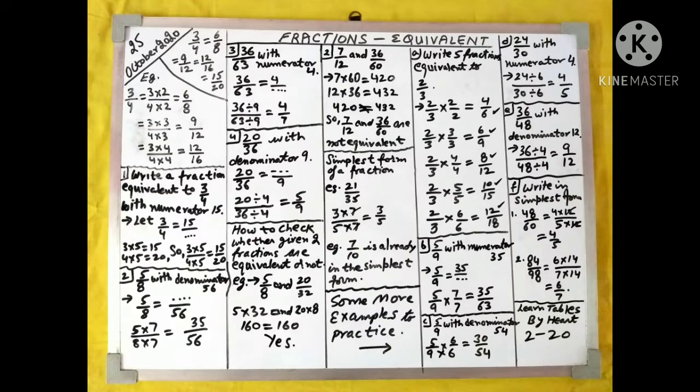Next thing we have to learn here is how to reduce a given fraction into the simplest form. Now what is this simplest form of a fraction? A fraction is said to be in the simplest form if the HCF of the numerator and the denominator is 1. The method is very simple. Consider this fraction 21 by 35. So I write 3 into 7 divided by 5 into 7.